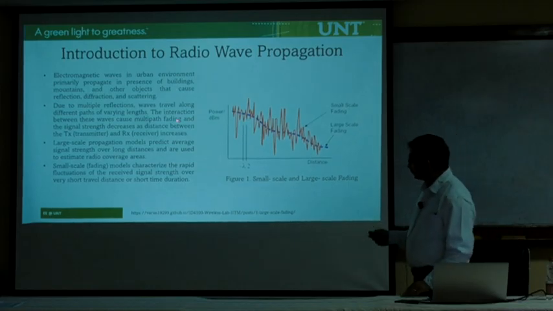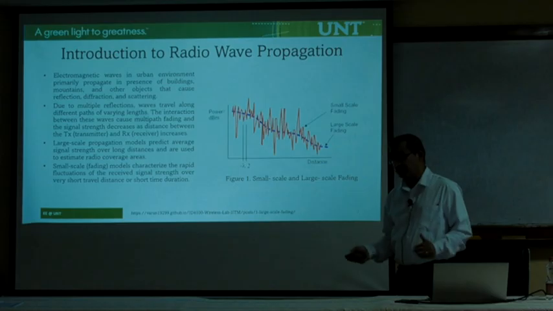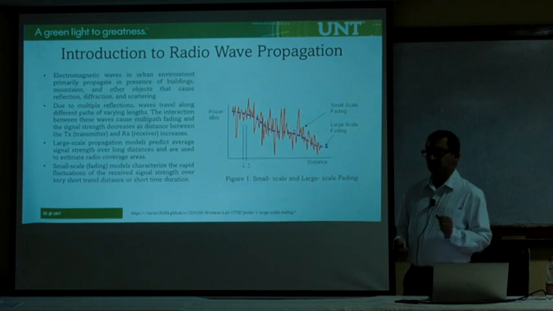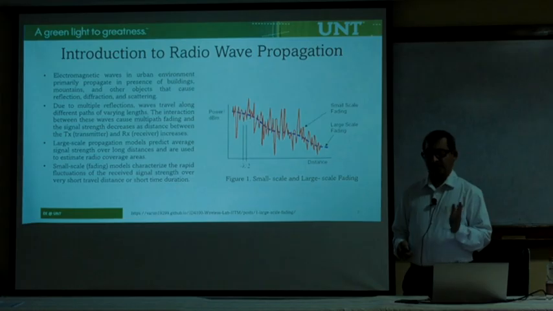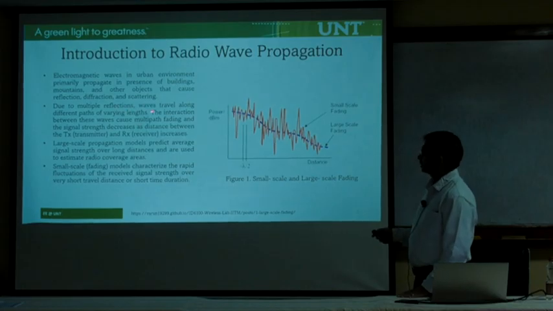And why is that multipath fading? Because as the signal travels through any distance, because it's an electromagnetic wave, it travels at the speed of light, and it will naturally have a path loss, which is proportional to d squared. So that is one thing. But on top of it, you're going to see a lot of these effects, and those are reflections, diffraction, and scattering.